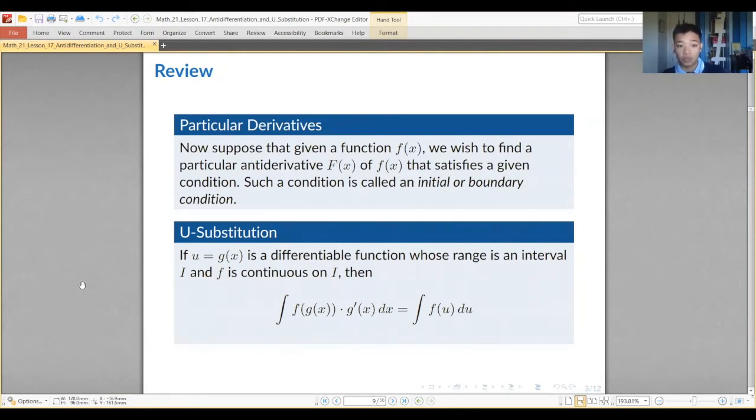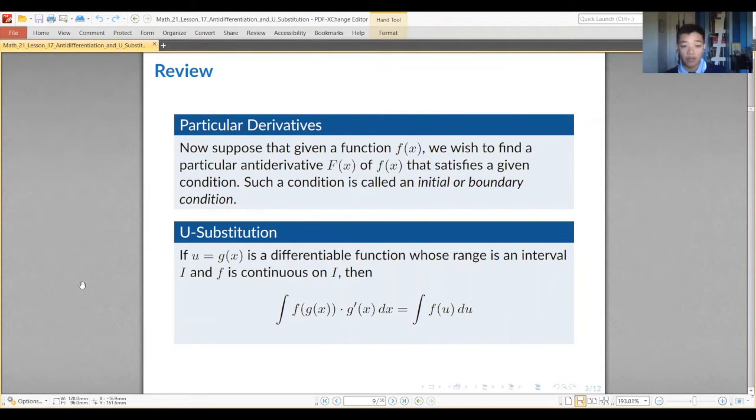Next, we have U substitution. We use U substitution when you want to look for the antiderivative of very complicated functions, most particularly when you're dealing with a composition of functions. So a function within a function within a function can go on, so on and so forth.